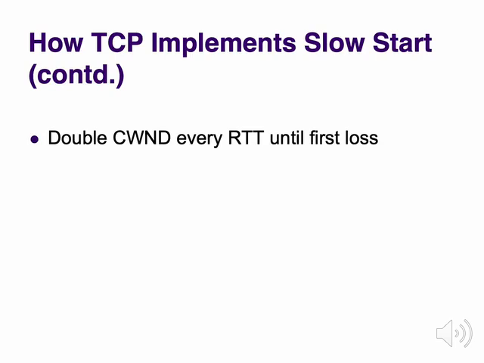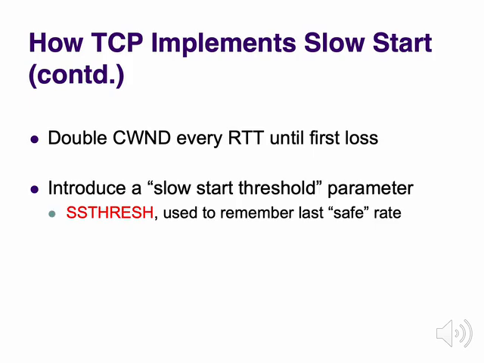Next is how TCP implements slow start. So just to continue, what we said so far is that we're doubling the C-wind every round trip time until you experience loss. But remember, we said that the goal of slow start is to discover a good initial rate, right? And so far we've just said we're doubling our rate every round trip time. Where is that good initial rate? That good initial rate is remembered or maintained by a new parameter that I'm introducing now, which we call the slow start threshold parameter. It's denoted as SS thresh. And this is the parameter that's going to remember what we call a good rate, which is the last safe rate that the sender had experienced.